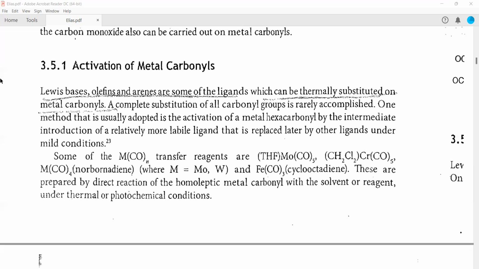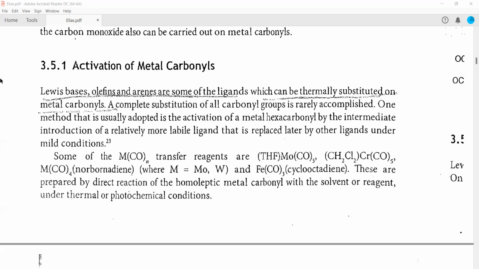So some of the metal carbonyl transfer reagents are these. For example, what you do is replace one carbonyl with a labile ligand. These are prepared by the direct reaction of the homoleptic metal carbonyl with a solvent or reagent under thermal or photochemical conditions. So, for example, in the thermal condition, you can knock out one carbonyl, which is quite easy to knock out, okay?